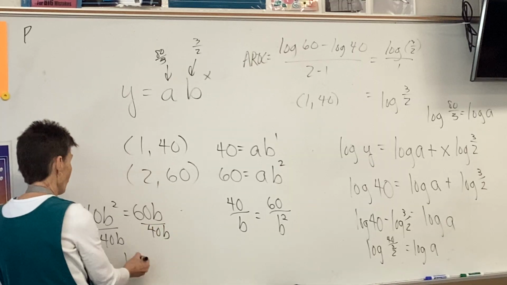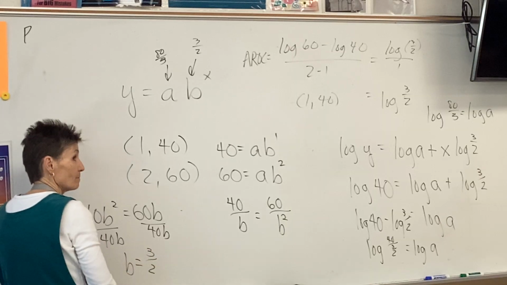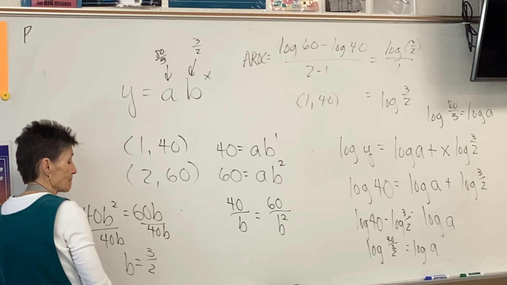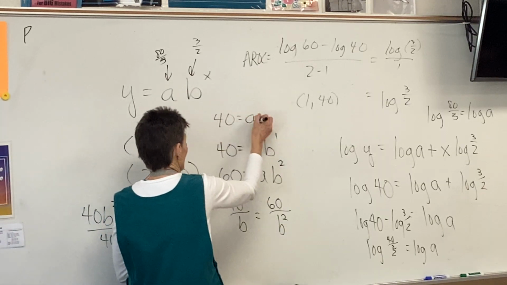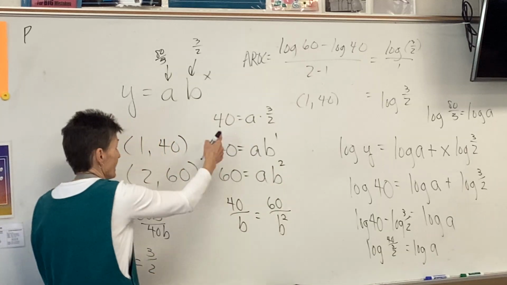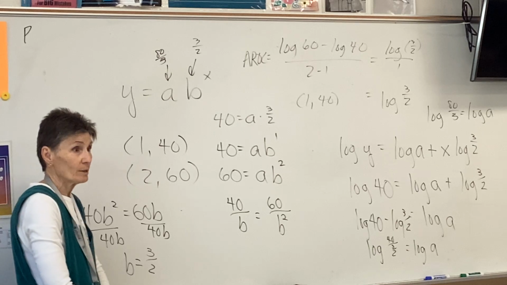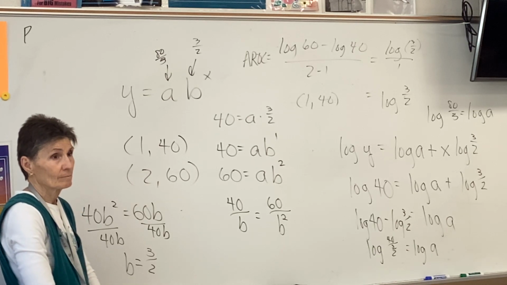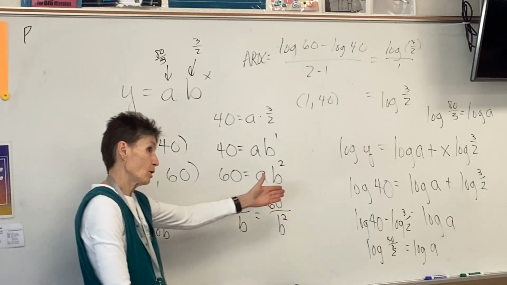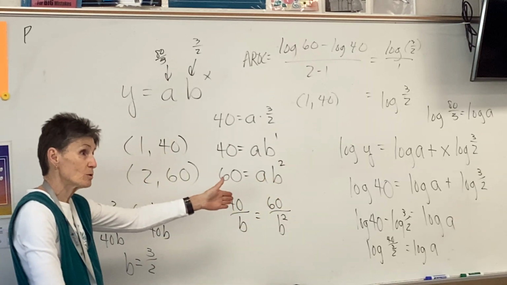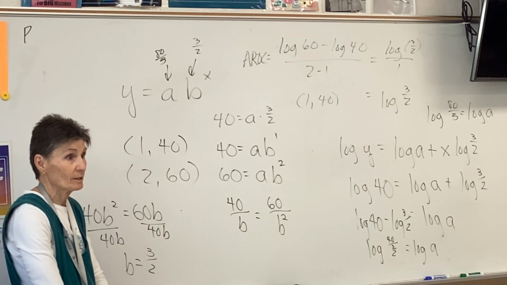Oh my gosh, what is b gonna end up equaling? 3/2? And if b equals 3/2, what is a gonna end up equaling? 80 over 3? So it's all the same. It's just doing it the hard way, which you followed directions, did what we were supposed to do, but it came out to be exactly what it would have been had we done it exponentially.